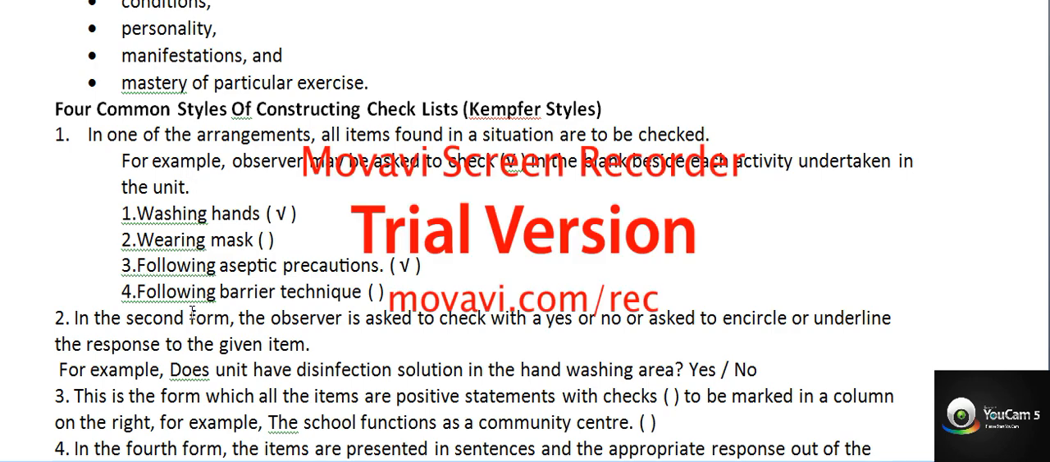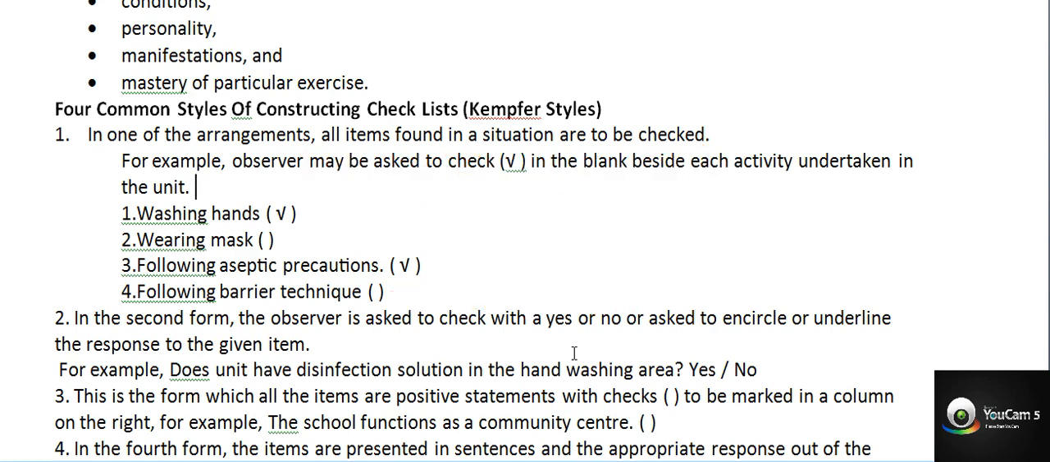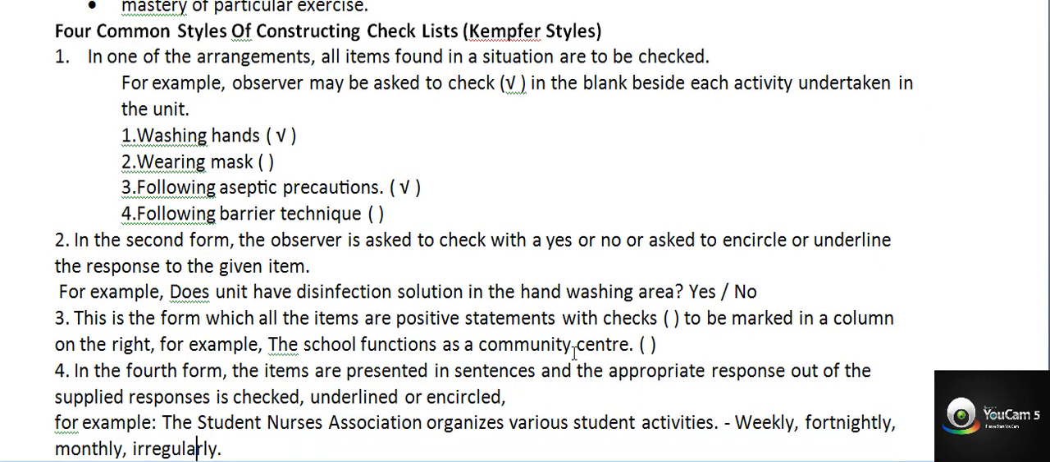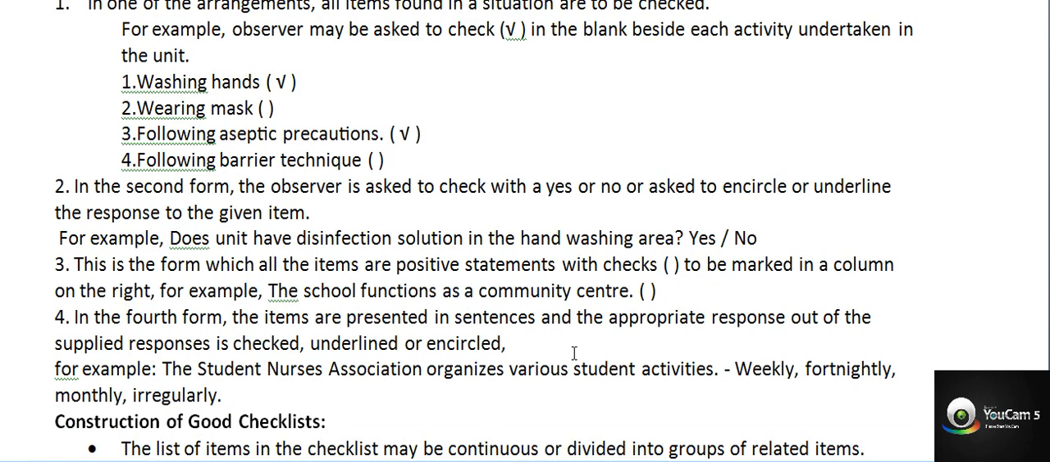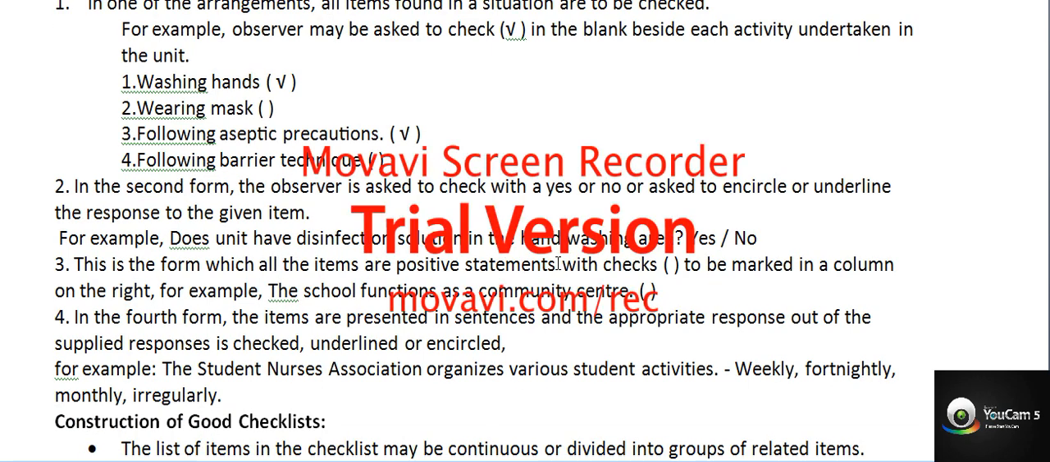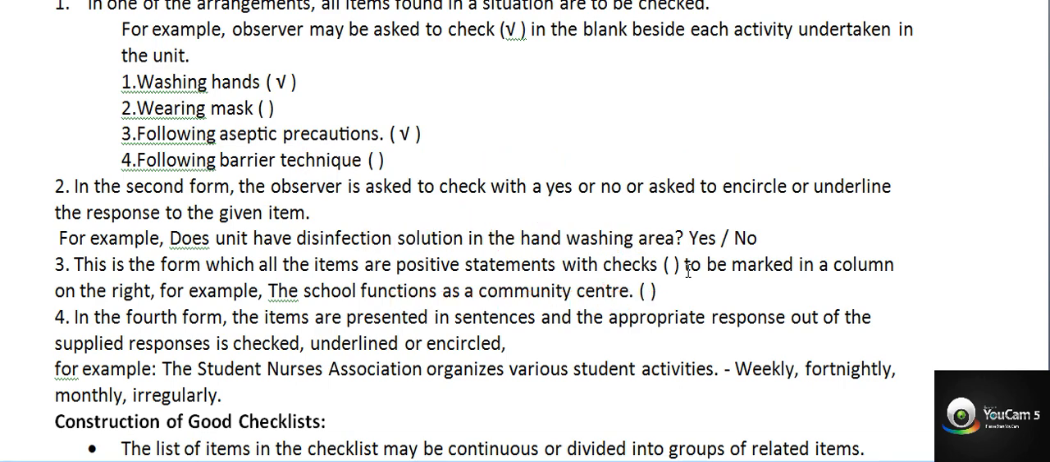The next form is where the observer is asked to check whether the answer is yes or no. There will be a question with yes or no options, and the observer just puts a tick or circles yes or no. For example, does the unit have disinfection solution in the hand washing area? Yes, no. There are two options given, and the observer has to just encircle, underline, or put a tick mark on the right response.